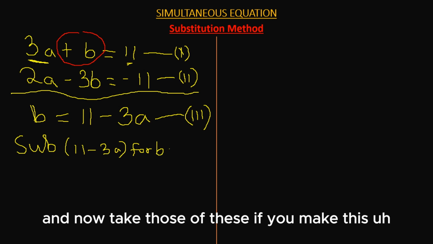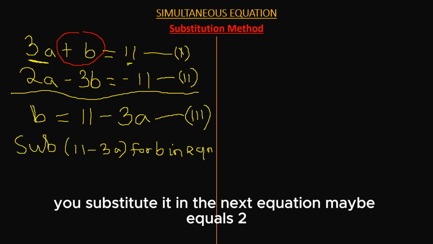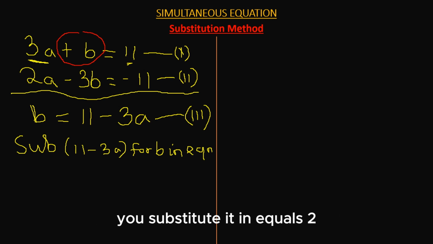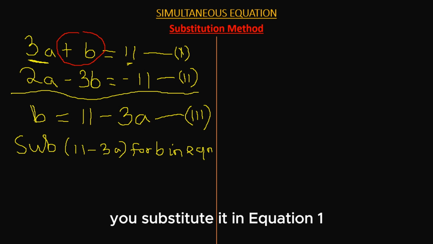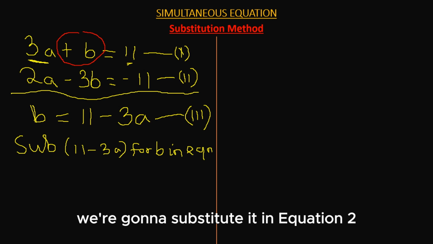Now take note of this. If you make any alphabet the subject, for example in equation 1, this part of substitution, you substitute it in the next equation, maybe equation 2. If you make it the subject in equation 1, you substitute it in equation 2. If you make it the subject in equation 2, you substitute it in equation 1. So that's how this works. So since we made b the subject in equation 1, we're going to substitute it in equation 2.